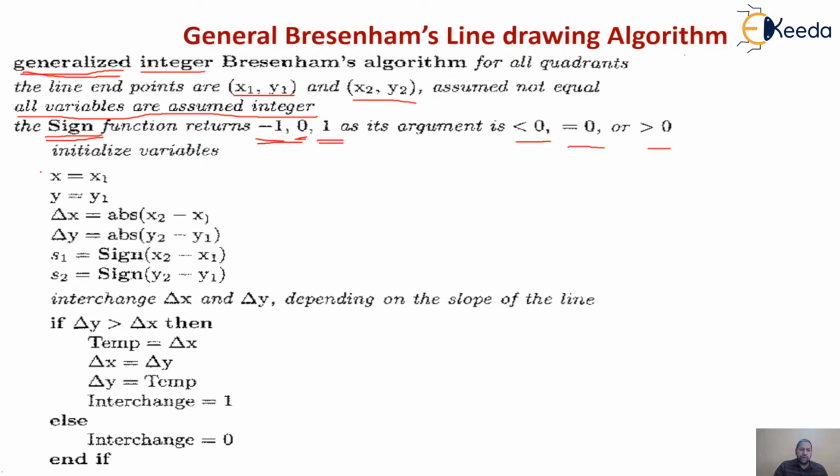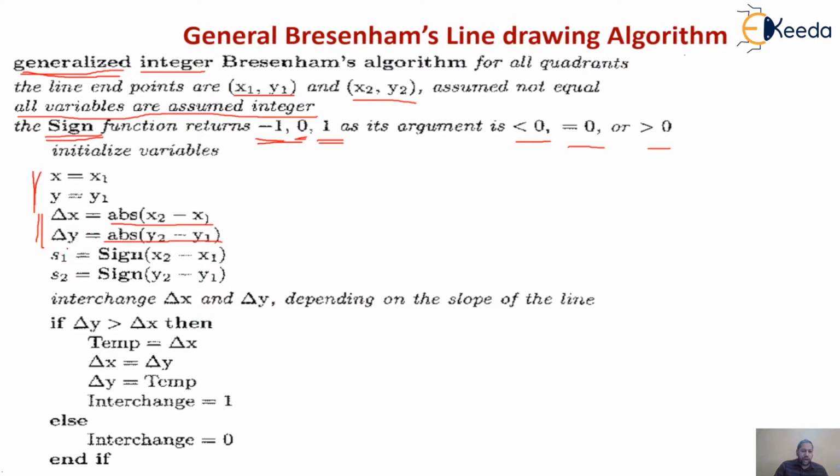So this is the initialization of the variables. The x value is equal to x1 and the y value is equal to y1, so that is my starting point of the line, because that is assigned to x and y. This is going to change, and it is going to calculate the next pixel. Then I have delta x and delta y. Delta x is nothing but the absolute value of x2 minus x1, and delta y is the absolute value of y2 minus y1. So we calculate delta x and delta y.